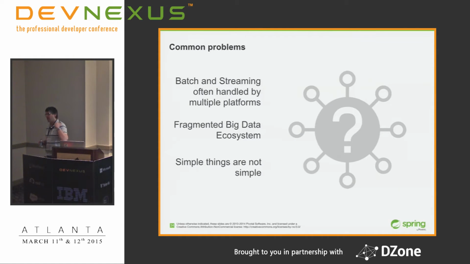Basically, what does Spring XD do? Spring XD in a nutshell is a high performance data processing platform built on top of Spring components. It's basically recognizing a few problems. In the data processing space, you have different types of problems like batch processing, stream processing. They're usually handled by multiple platforms, by different solutions. You have different implementations to do each. The ecosystem is very fragmented.